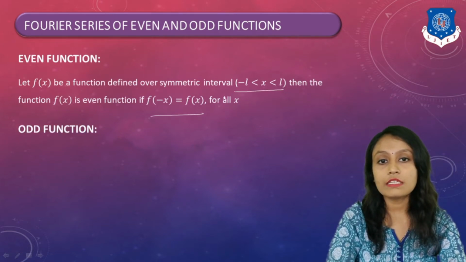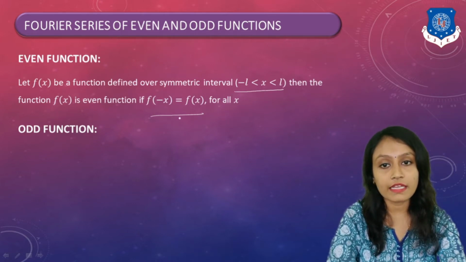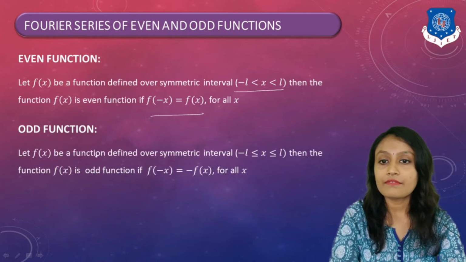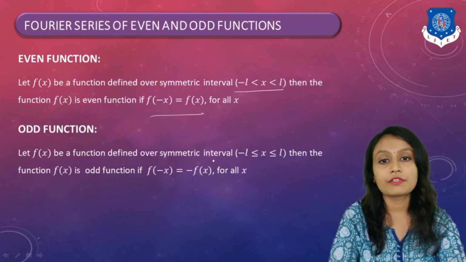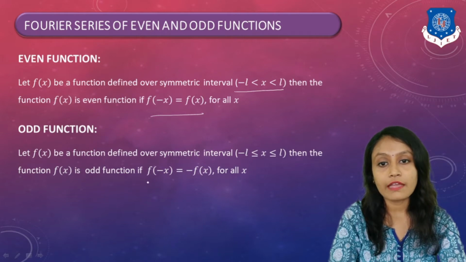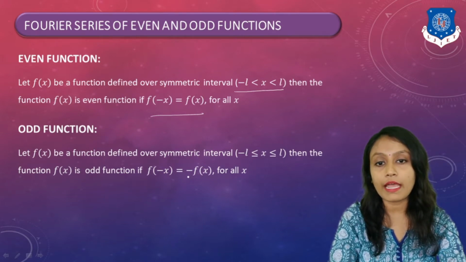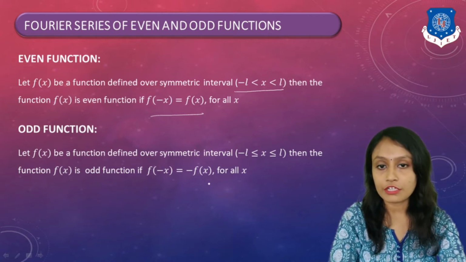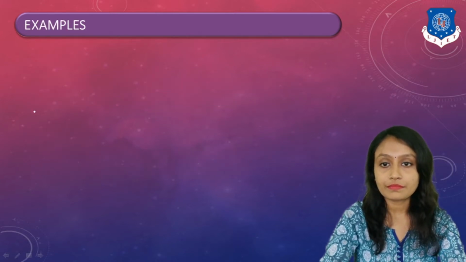If this interval is given a symmetric interval, from minus L to L, and if f(-x) is equal to f(x), then the function will be called even function. So let's discuss odd function. Let f(x) be a function defined over a symmetric interval. Again, we need a symmetric interval. So here we have minus L to L interval. And if f(-x) is equal to minus of f(x), then we can say that the function f(x) is odd function.